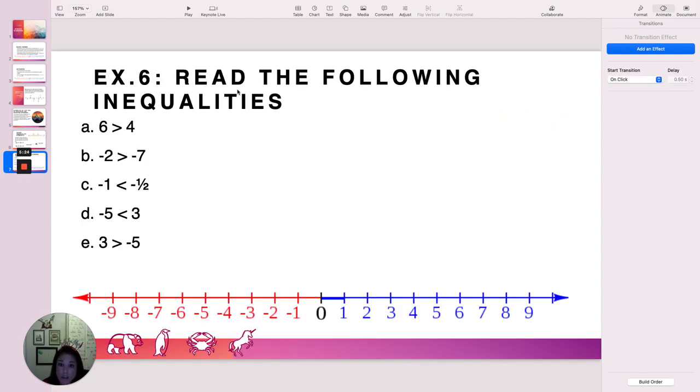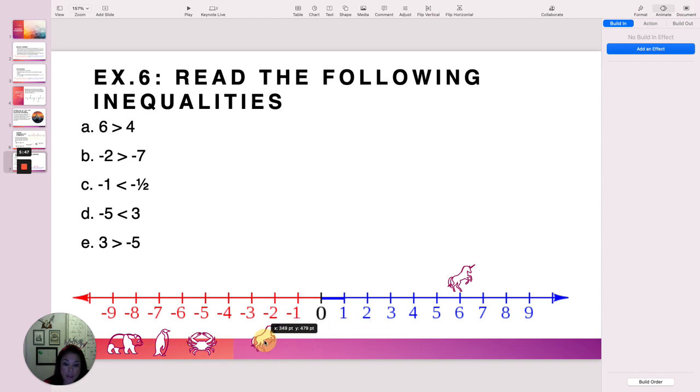Example 6, read the following inequalities. So I have 6 is greater than 4. We're talking positive numbers here. So we'll put this on our number line. 6 is greater than 4. Yes, this is true. 6 is larger than 4.